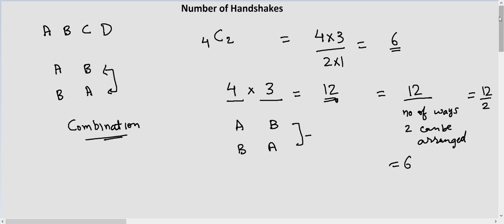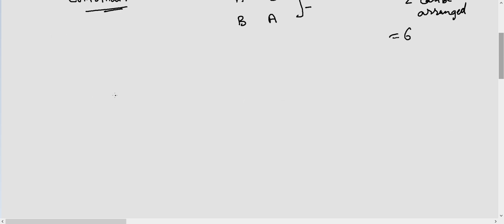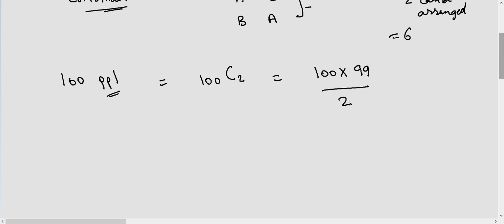Now let's take another example. Suppose we have maybe 100 people and they are doing handshakes. So how many handshakes will there be? The answer is very simple. It's 100C2, which is equal to 100 multiplied by 99 divided by 2. So that will be the number of handshakes.